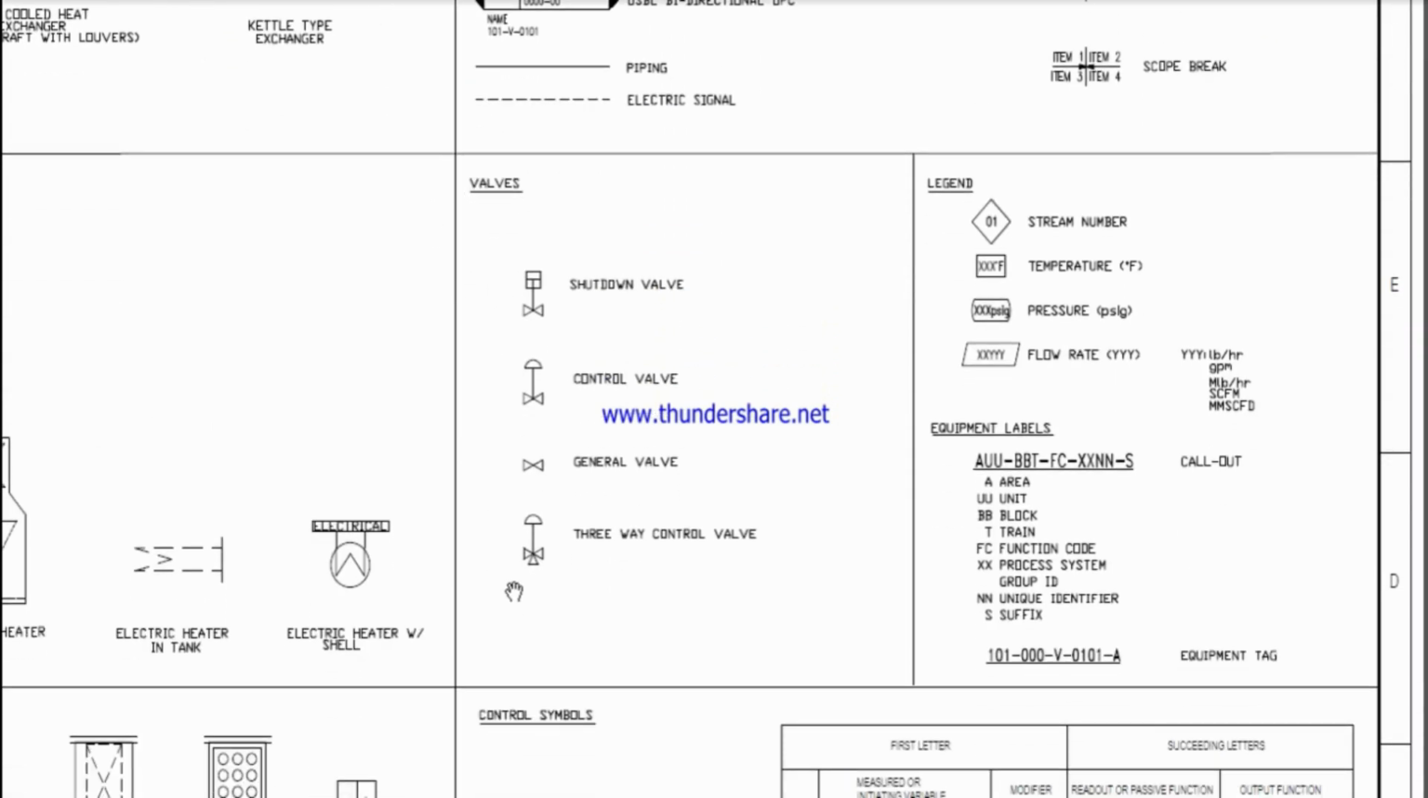Different types of valves are shown as such. A rhombus is added to show the stream number for streams like utilities, air, nitrogen, water stream, etc. Process parameters like temperature, pressure, and flow rate are shown with the help of these symbols. How to call out equipment is shown in this picture.